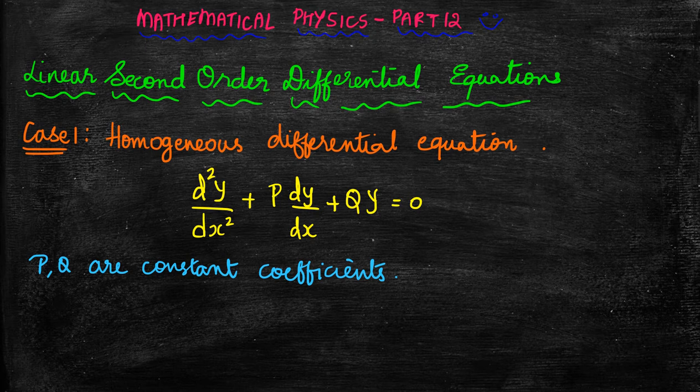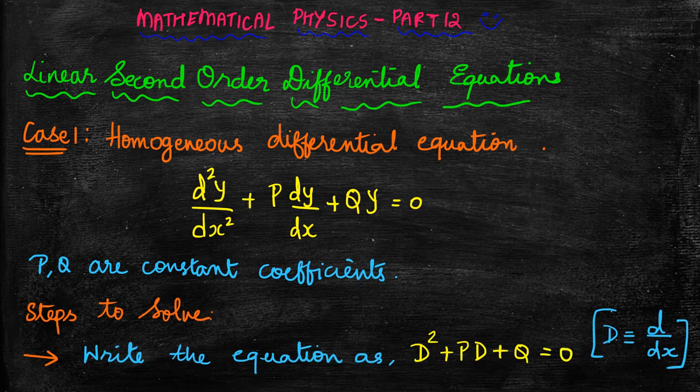There are two cases over here. First one is the homogeneous differential equation. So when do we say that a particular equation is a homogeneous differential equation? You will have to see what is the RHS of your given equation. So here the RHS is 0 and hence you can say that your differential equation is a homogeneous differential equation. And here p and q are constant coefficients.